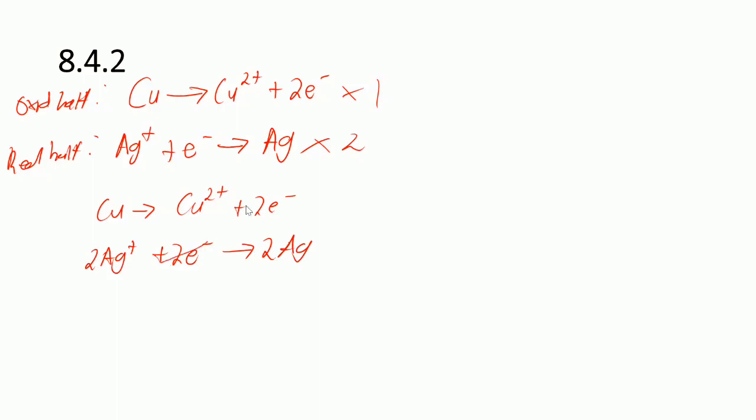That means we can cancel out. You never cancel out until the number of electrons is balanced. Then from here, you can write your net cell like this. Whatever is on the left, you write on the left, and whatever is on the right, you write on the right. So it's Cu + 2Ag+ giving Cu2+ + 2Ag.